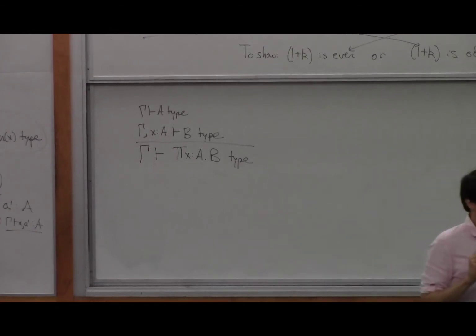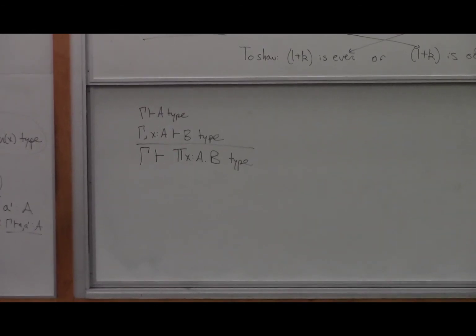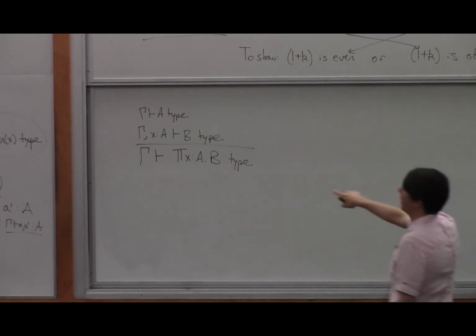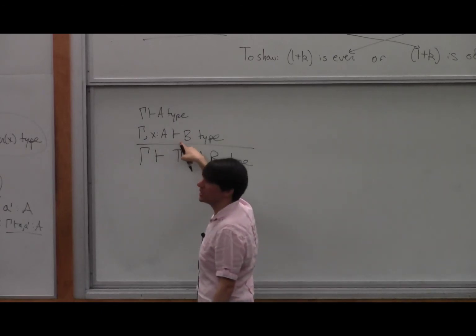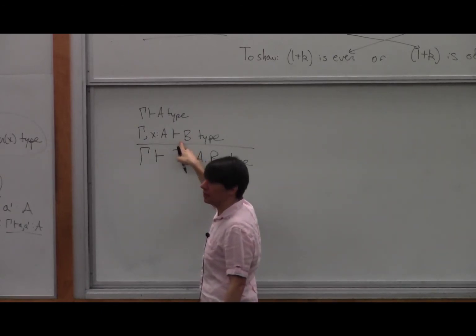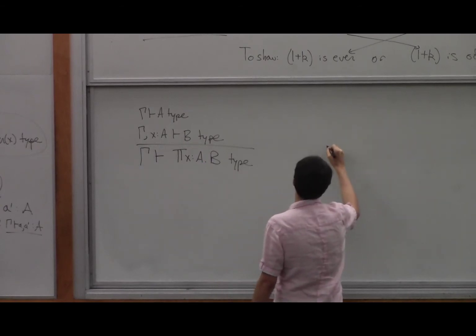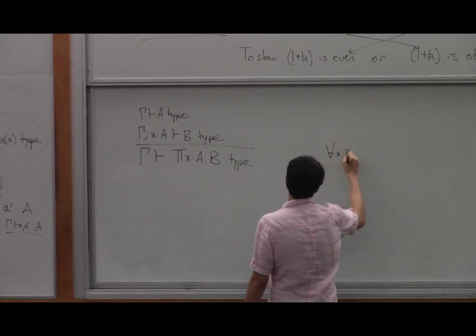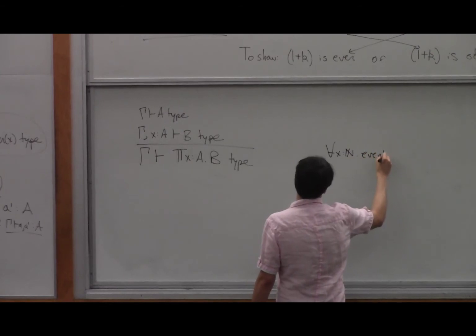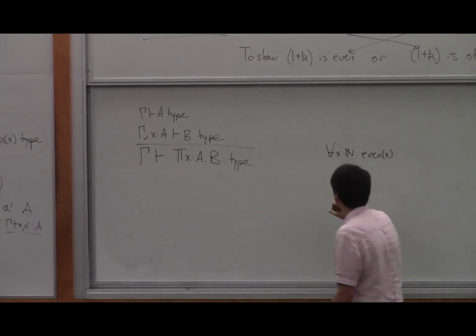Okay? So this is very similar to the rule for "for all" that we had yesterday, right? We said "for all alpha, tau" is a type if, assuming alpha stands for a type, tau is a type. Here what we've got is, assuming x stands for an A, B is a type. Okay? So you can imagine parsing something like "for all x colon N, even of x." I mean, that won't be true, but it's a well-formed type.